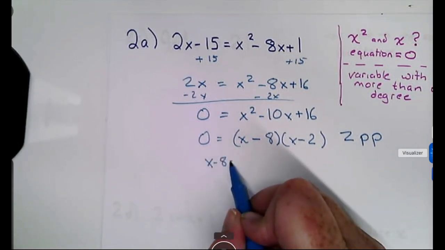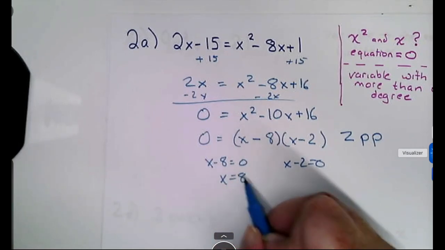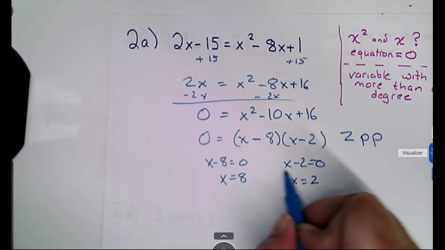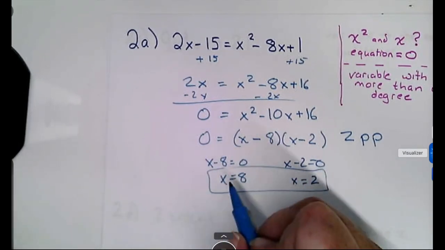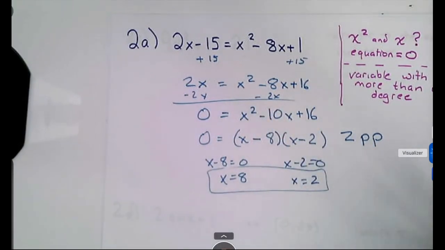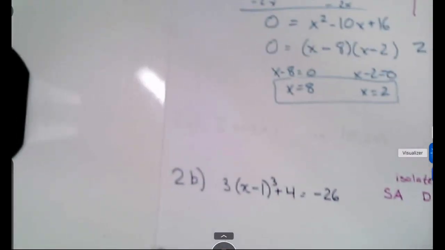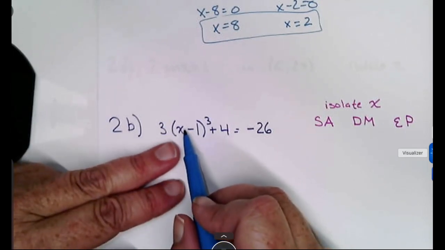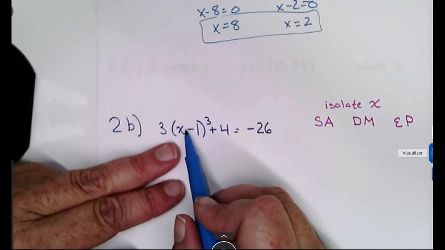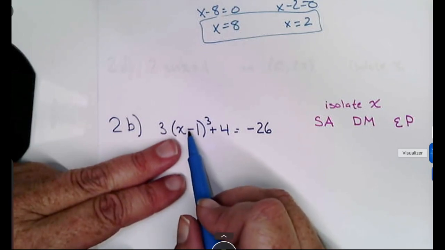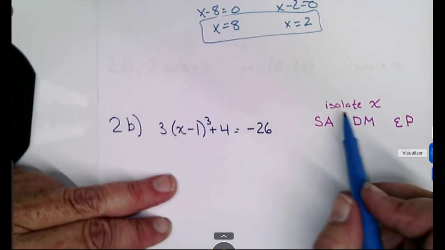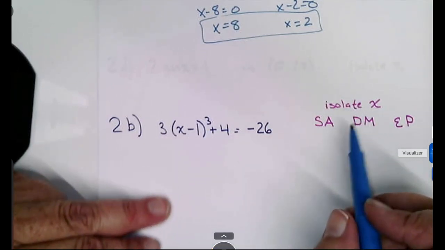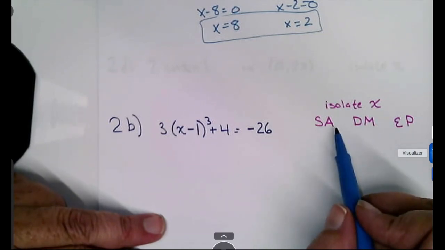Then you set each equal to 0. You get x equals 8, x equals 2. And those are the solutions to the equation above. Okay. Now, for this problem, when it starts, I only have 1 degree on my x, and all my x's are inside these parentheses. That means I'm going to solve by isolating x, and I'm going to use reverse PEMDAS.